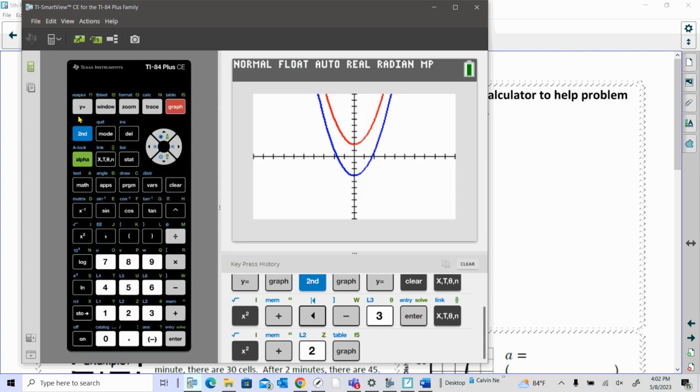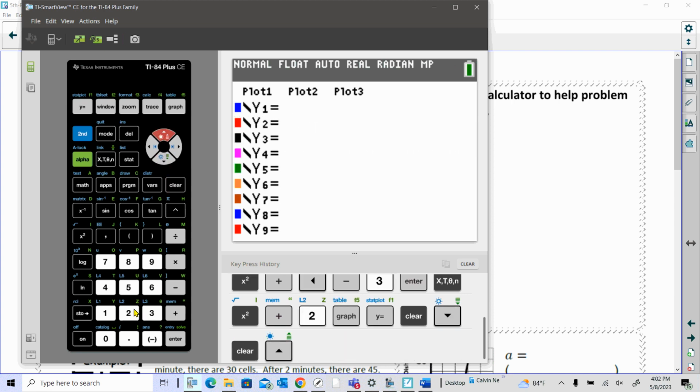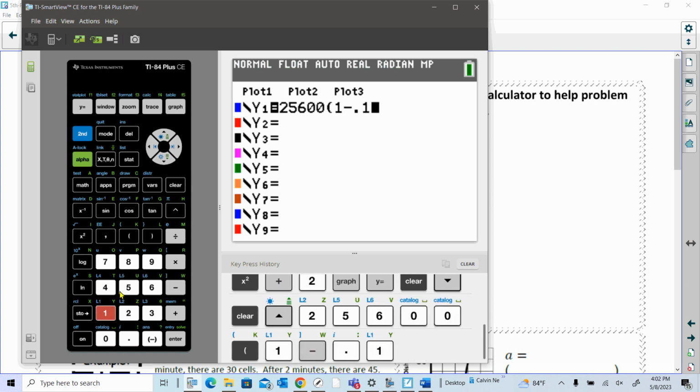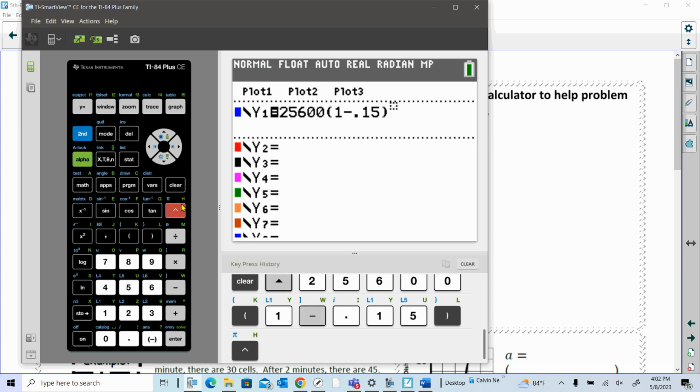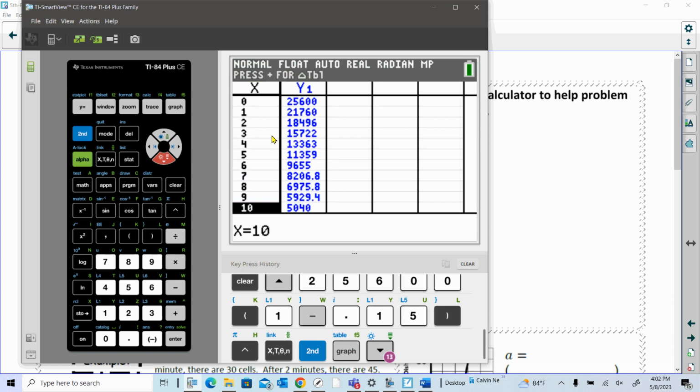So we want to go to our y equals. I'm going to clear this out. We're going to put 25,600, then parentheses 1 minus our 0.15, close the parentheses, to the x power. And we're going to go to our table to figure out the value after 3 years and 5 years. So I'm just gonna arrow down. We don't need that negative. That's no such thing. So after 3 years, the car is only worth 15,000.